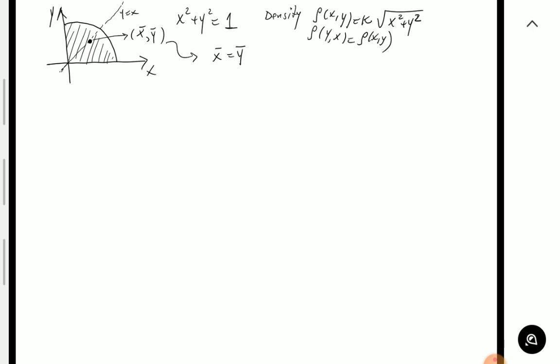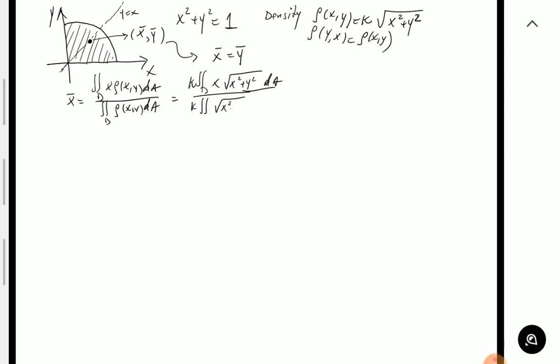In this case, it won't matter which one you pick, so let's just do the first one, right? So x bar, once again, is the double integral of x times the density over the double integral of the density itself, the total mass. Okay, how do we solve it? Well, the density is the square root of, let's put the k out, that'll cancel again, given by the expression here. That x squared plus y squared looks promising.